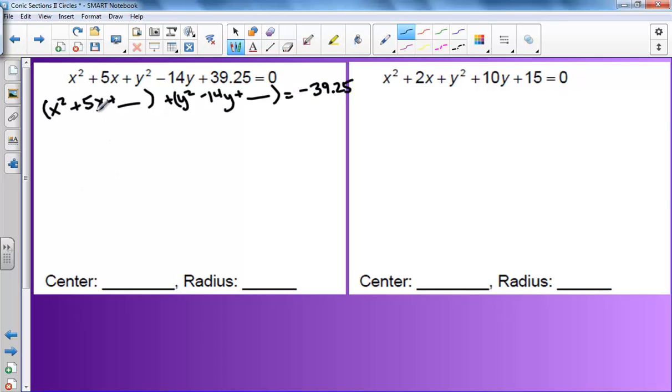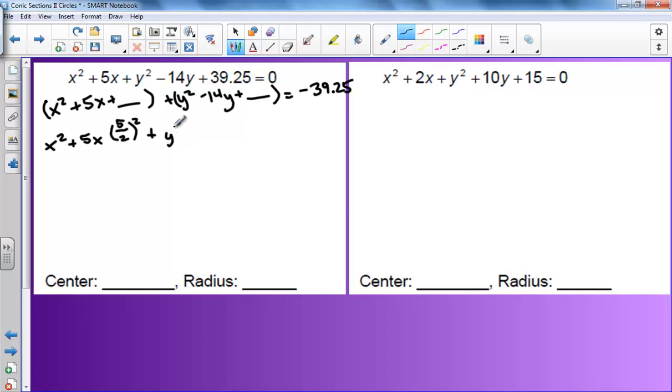Alright, so right here, my b over 2 squared, and when I have a situation like this, I'm going to leave it as a fraction. So it's going to be 5 over 2 squared, or I could also write that as 25 over 4. And when I add on the other side, I actually will do that.